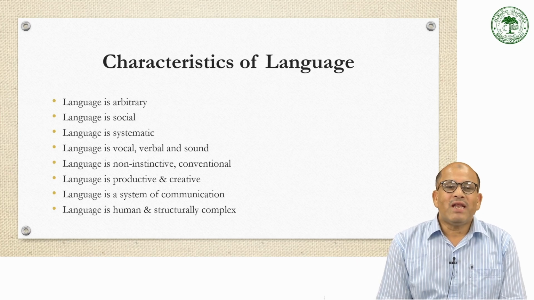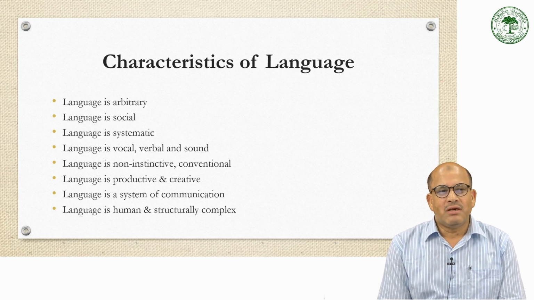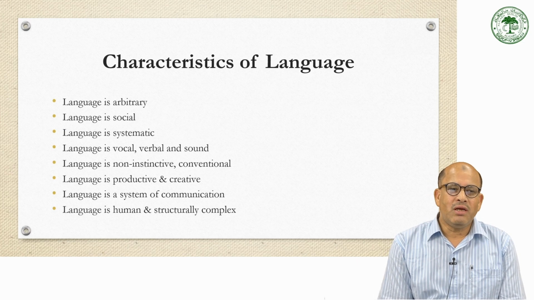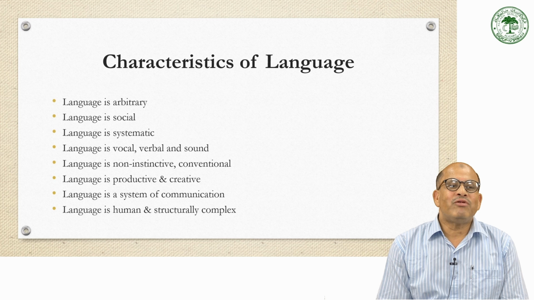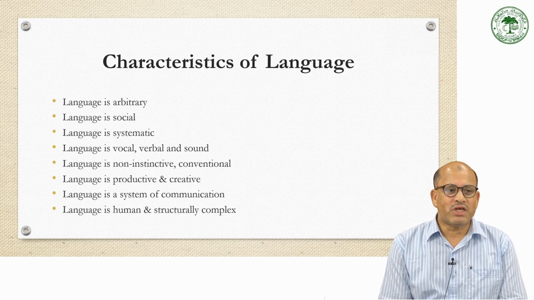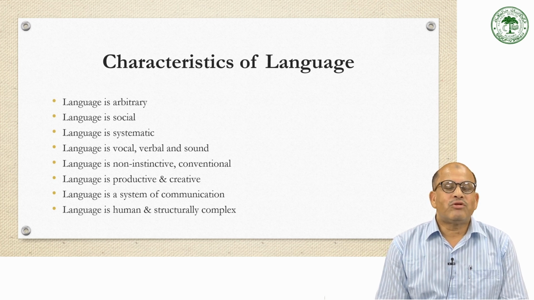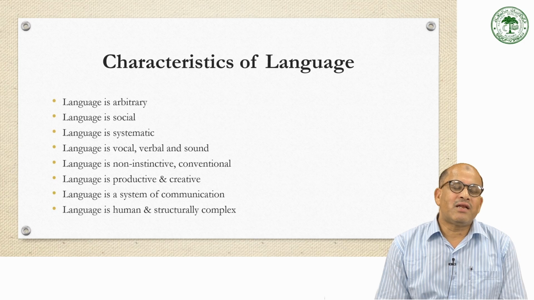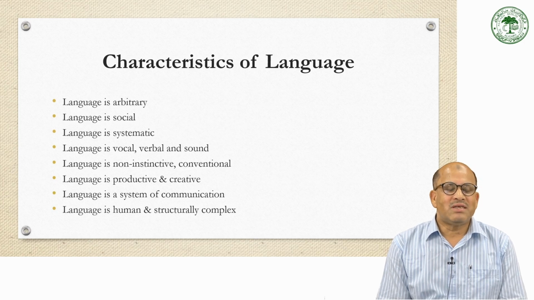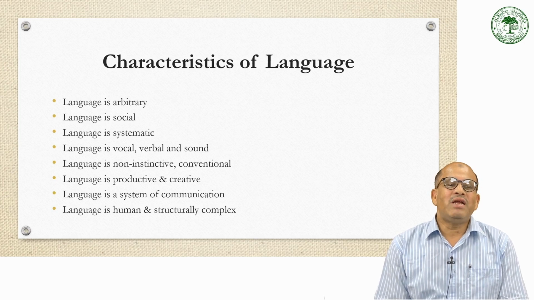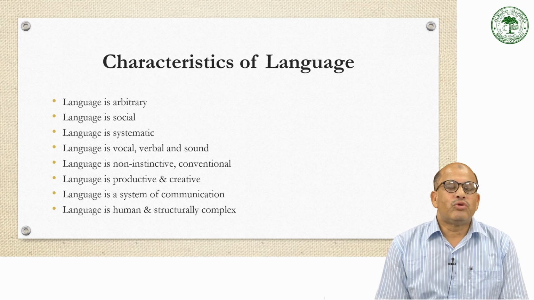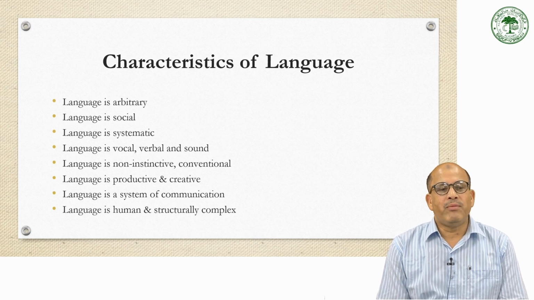Now, if we look at the characteristics of language, it says language is arbitrary, language is social. When we say language is arbitrary, we are talking about language being random. When we say social, it's referring to its pattern in a society that is at work. And language is systematic. It has a complete network, a system to organize itself to convey a meaning.